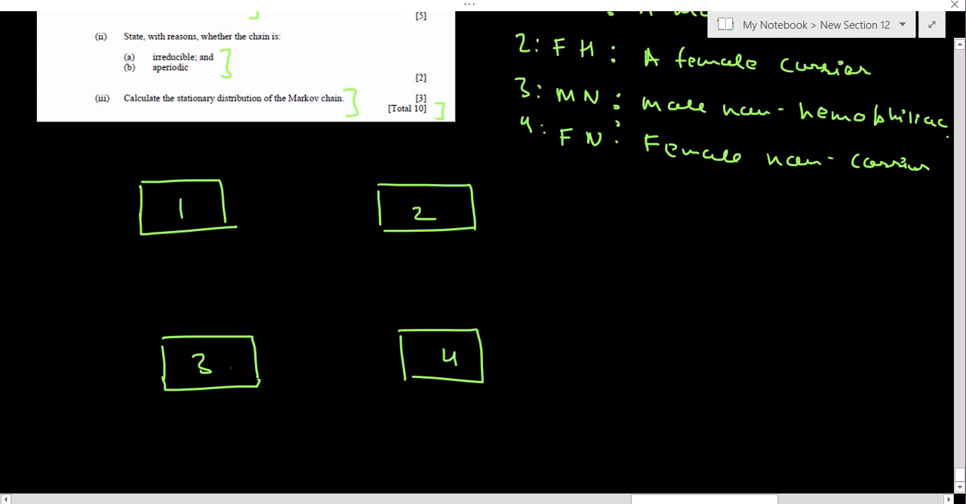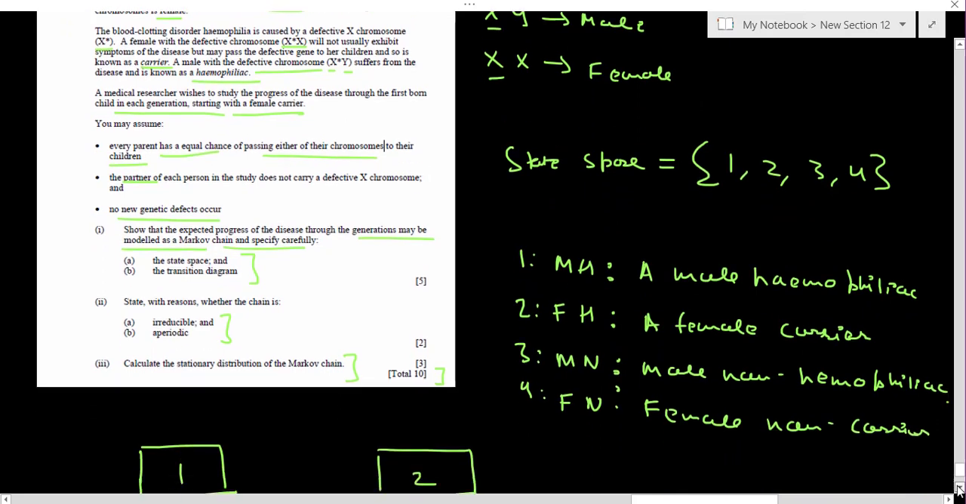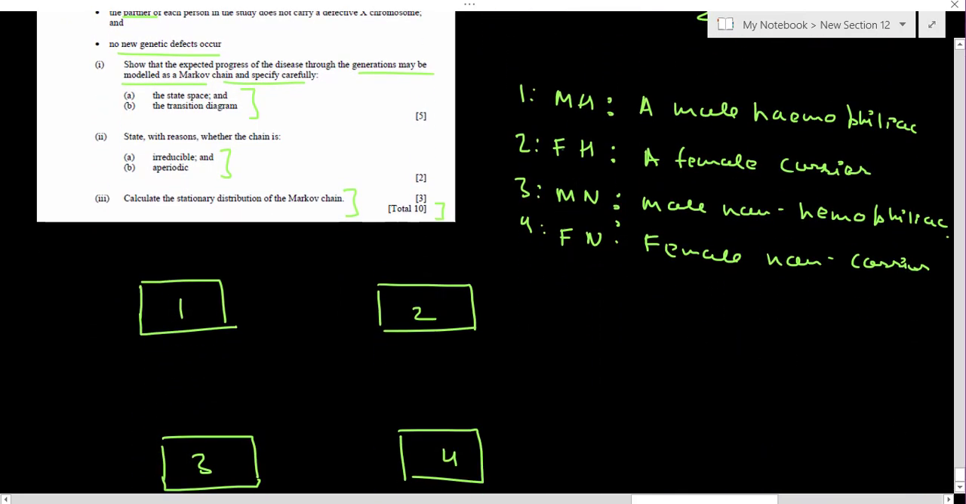Okay, so let's try to see what the transition diagram will look like. So from 1, you have to start with the female carrier is what they told us. So let's call that state 1, and let's call the male hemophiliac state 2. Okay, so let's make this 1 and this 2. So you're starting with the female carrier. Let's write 1, which let's call her FH.